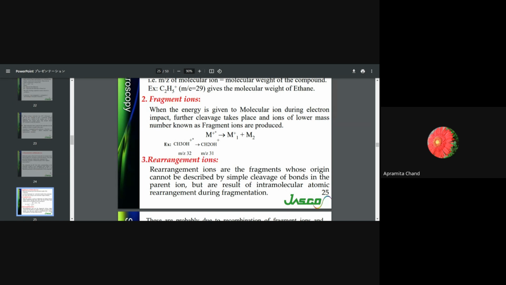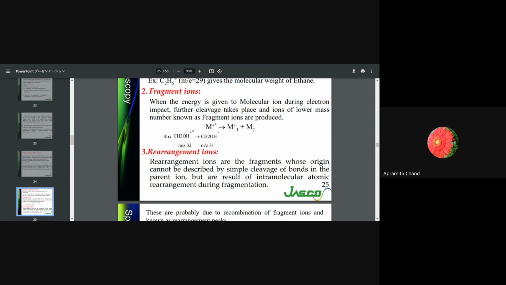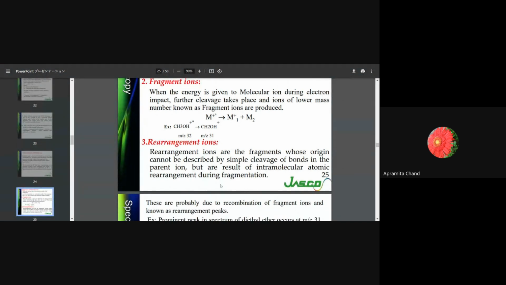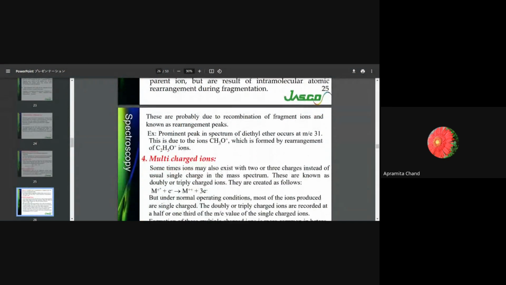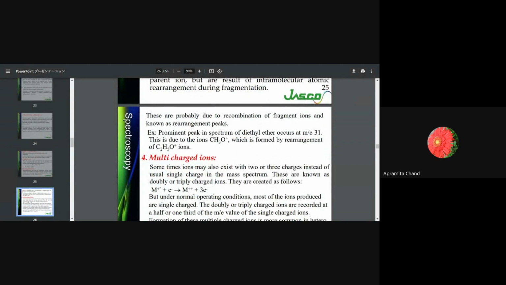Now rearrangement ions. Rearrangement ions are the fragments whose origins you cannot describe by simple cleavage of bonds in the parent ion, but they are the result of intramolecular atomic rearrangement during fragmentation. They are due to recombination of fragment ions, and they are known as rearrangement peaks.